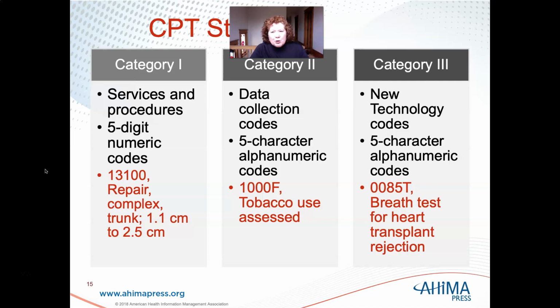Category 3 codes are new technology. These are ones that they're testing out to see if the volume is there and if these are codes that are going to persist, that the technology is being used enough, and what is the volume, and do we need to move them from a category 3 to a category 1? So they test them out in category 3. So think test technology, theirs is a 5-character alphanumeric code that ends with a T. So test technology, category 3, remember that T on the end.